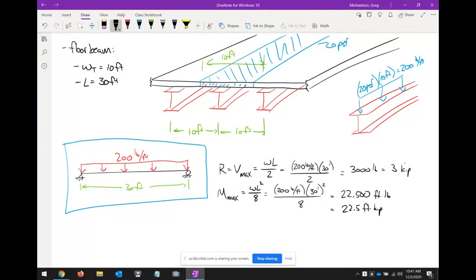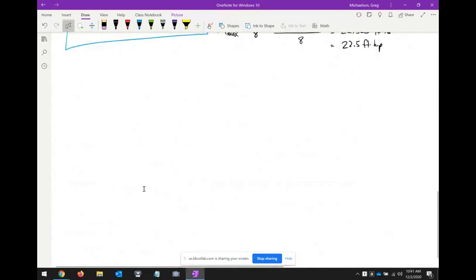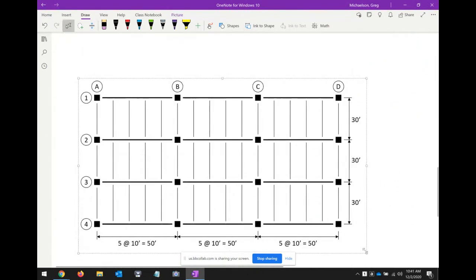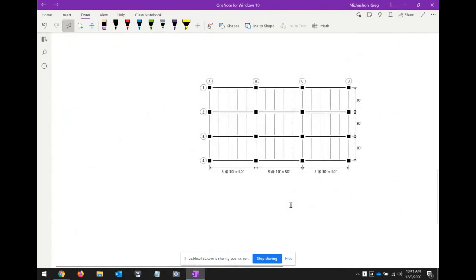Now, check this out. Let's look at the girders. Okay, now I'm going to cheat. I'm going to copy this. So let's look at the girders, and specifically, we're looking at C2, D2. C2, C3 is just a beam. C2, D2. So help me out. How long is C2, D2?